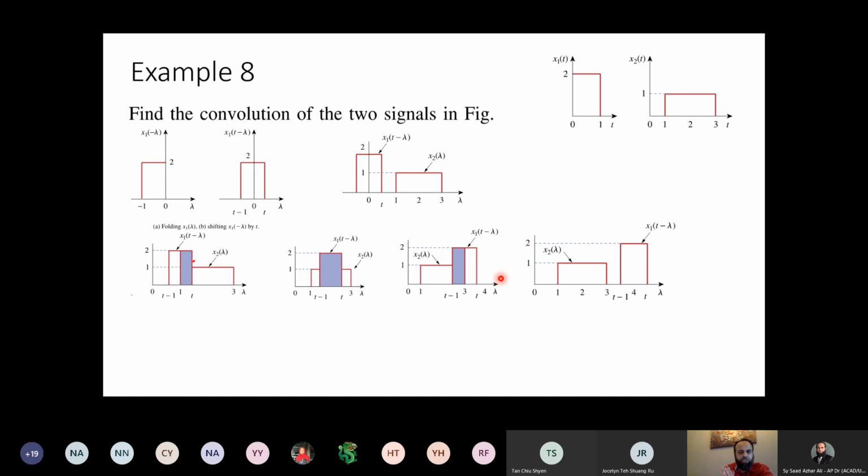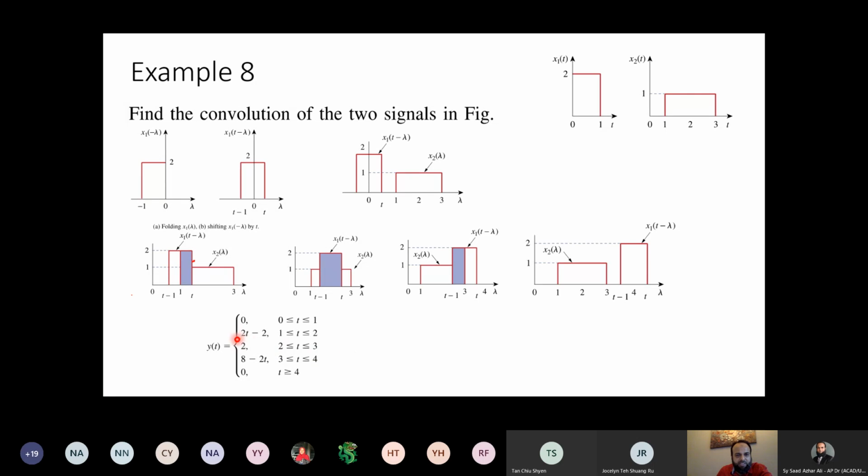For each of these limits, we can see that when t is less than 1, there is no multiplication, no overlapping, so the output is 0. After t equal to 1 and before t equal to 2, we have multiplication. So between 0 and 1, between 1 and 2, between 2 and 3, between 3 and 4, and after 4, each one will have a different value.